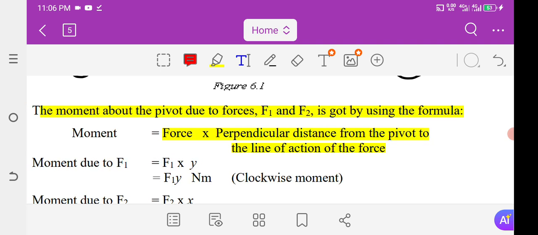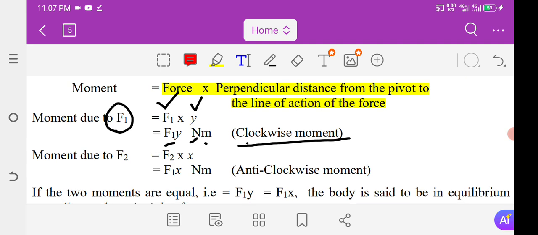So moment, therefore, is force multiplied by perpendicular distance. So moment due to force F1 is going to be the magnitude of F1 multiplied by the distance y. Since we are multiplying force by distance, the unit is going to be Newton meter. The direction is going to be clockwise. That's very, very important.